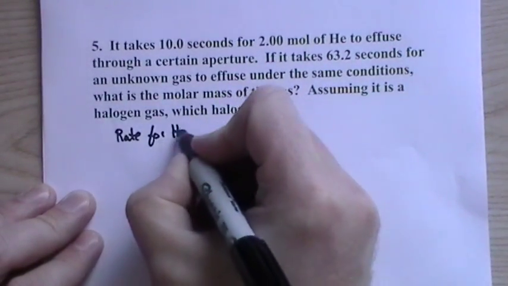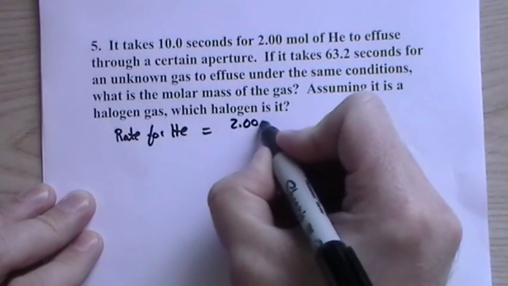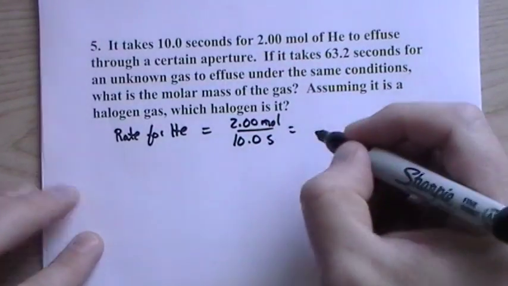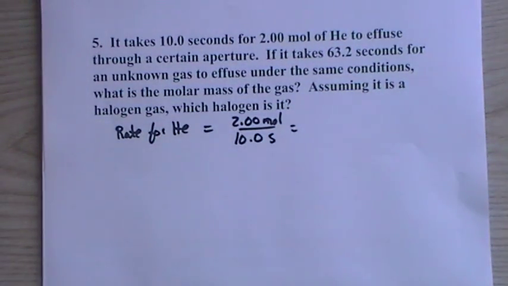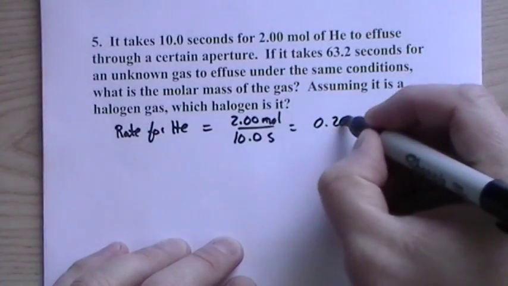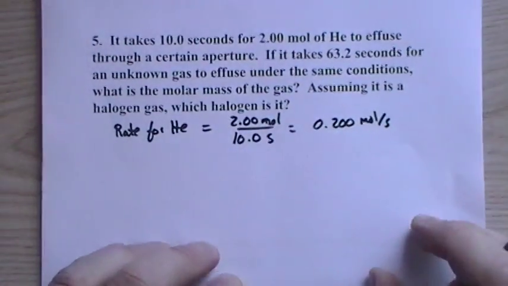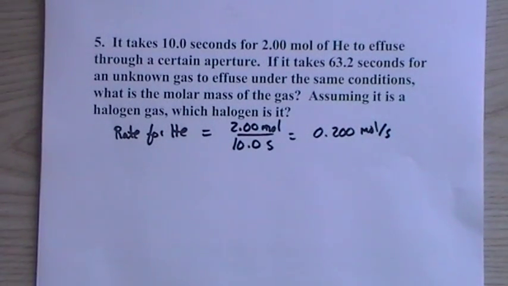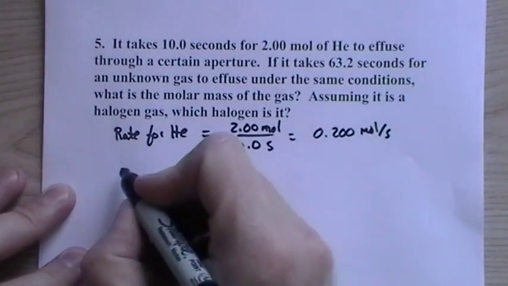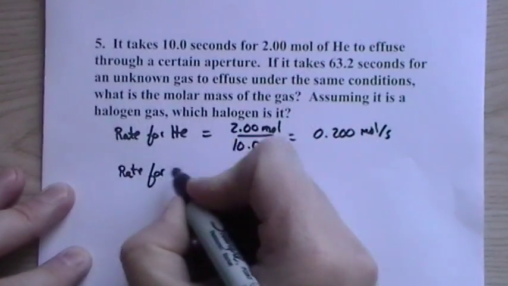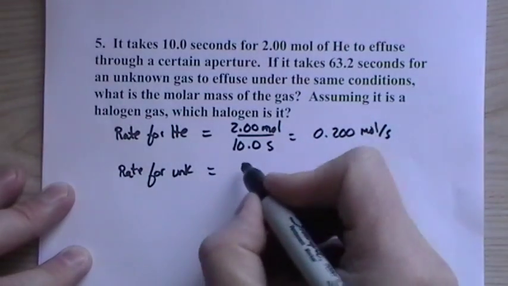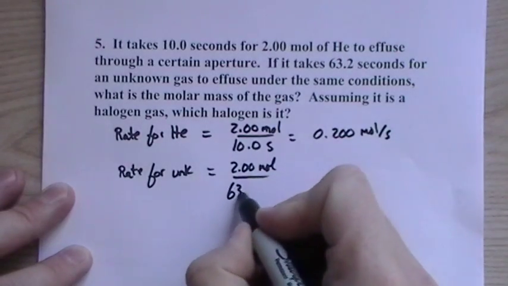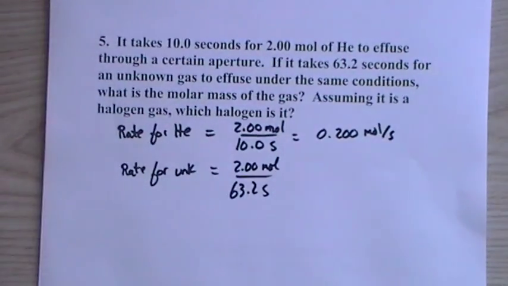Well, we have moles, so the rate for helium is the amount of gas per time. They gave us the amount of gas in moles and the amount of time in seconds, so this is not too bad. This is 0.2 moles per second. That's our effusion rate. They could have given it to us in grams or atoms or in volume, but in this case they gave it to us in moles. The rate for the unknown is 2.00 moles for 63.2 seconds.